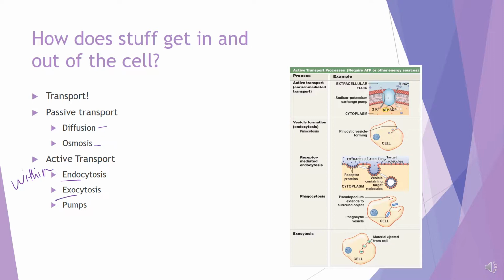And you can actually see examples of endocytosis here. We can form those little vesicles to bring them in. And then exocytosis, you can see that those little vesicles form and they are ejected. The material here is ejected from the cell. And then lastly, we have pumps. There are really important pumps in your body. One of those is the sodium-potassium pump, and it is going to be really important in muscle contraction.